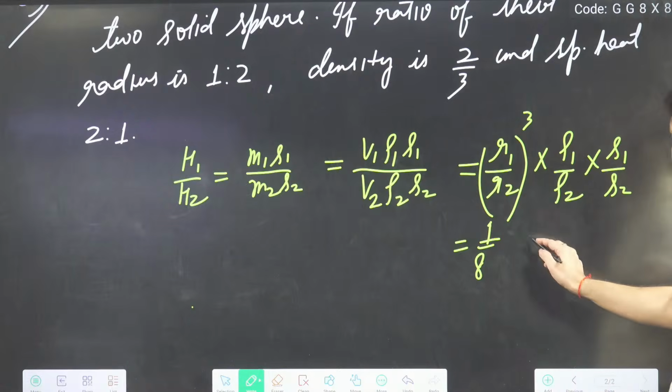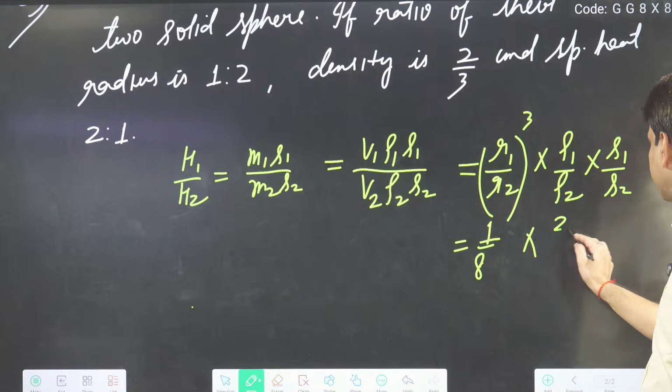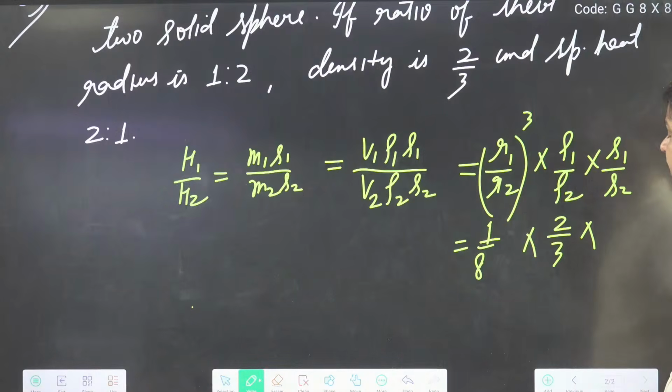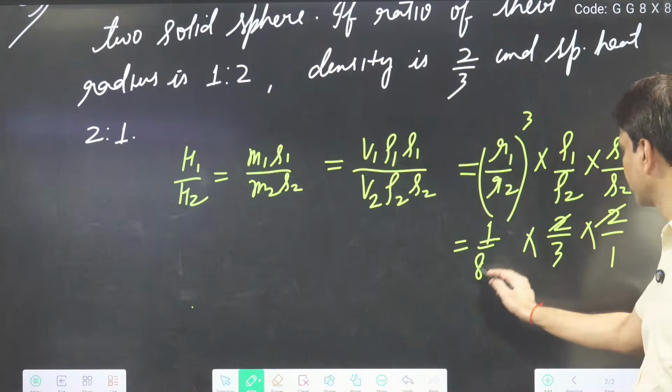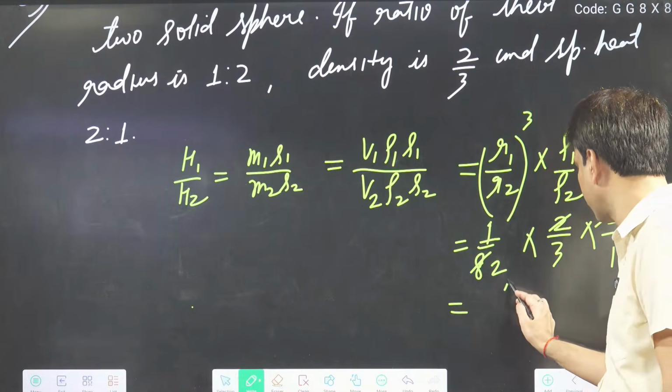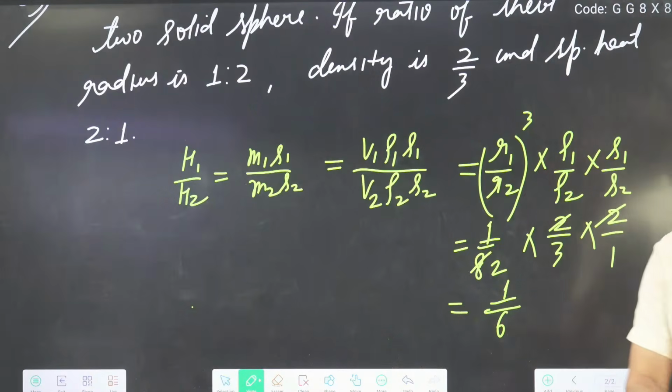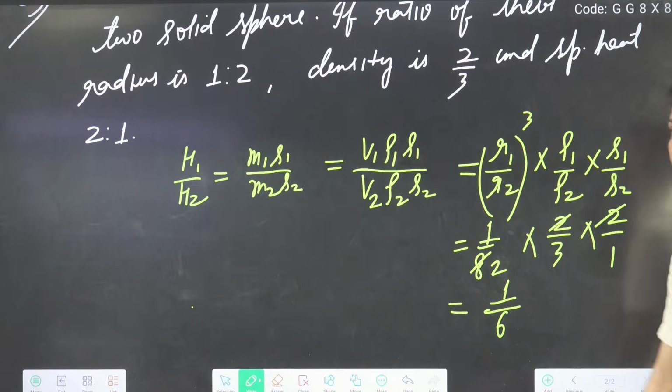Everybody got? The density ratio is 2:3. So 2:3. And the specific heat ratio is 2:1. Okay. Now 2 2s are 4, 4 2s are 8. Then we get the ratio 1:6. Completed?